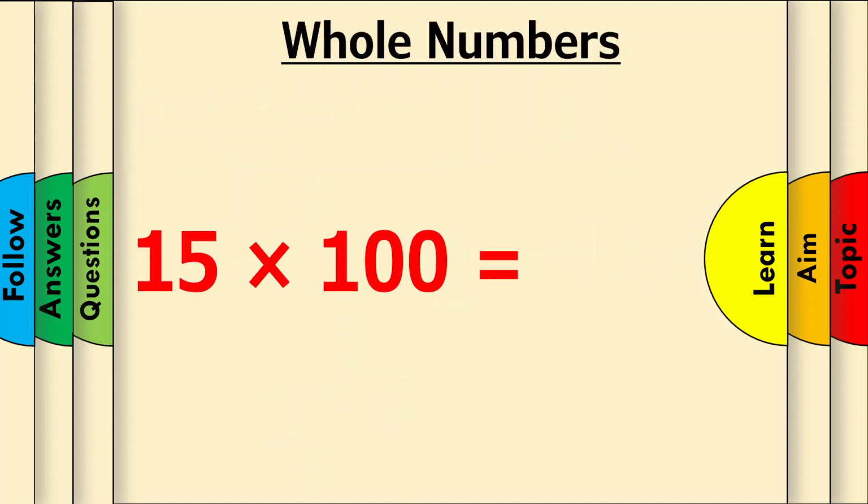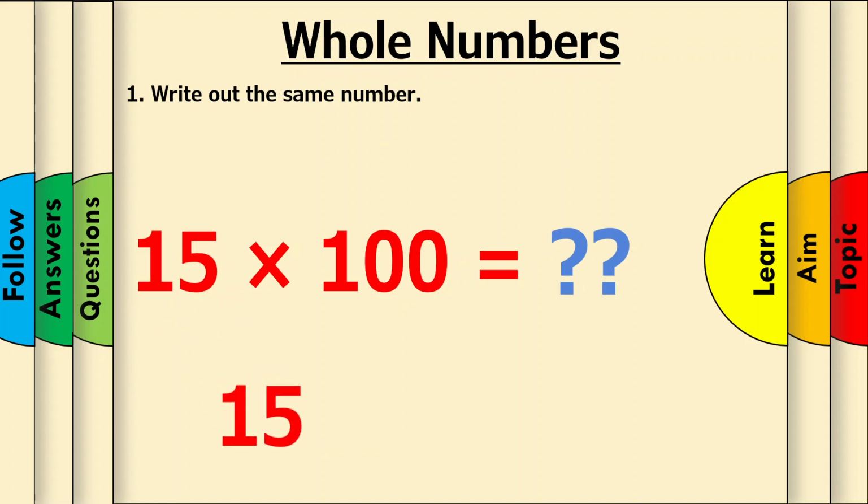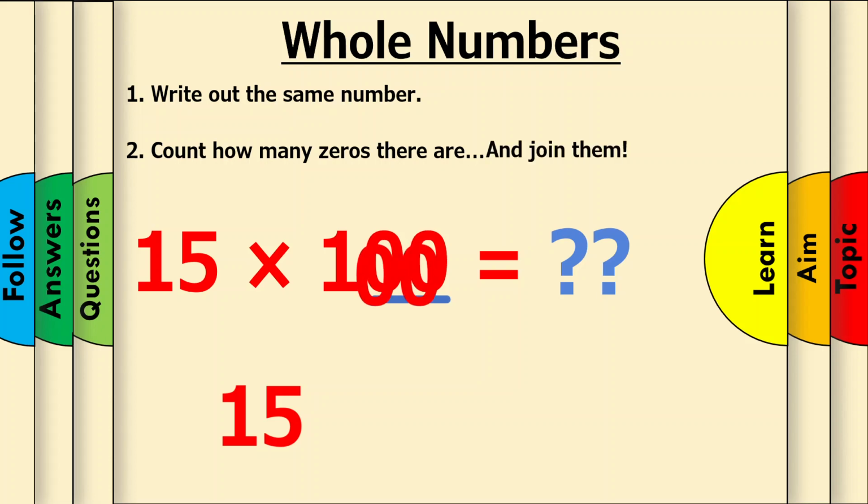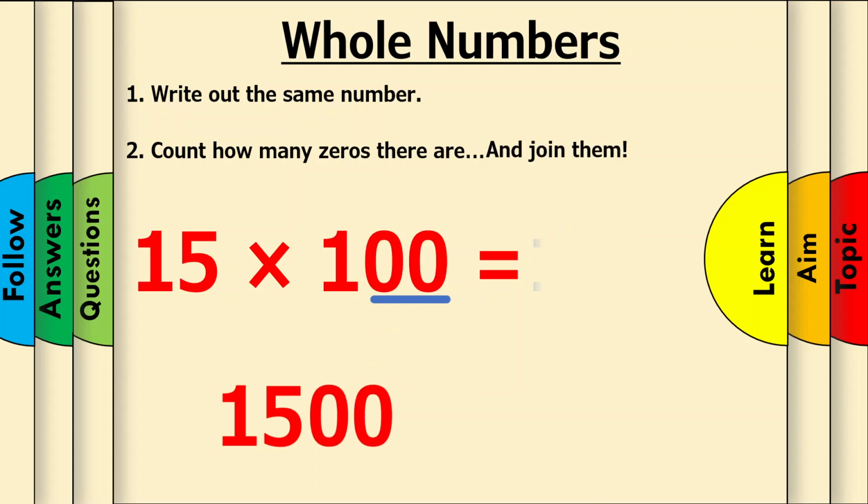15 times 100 equals what? First, write out the same number, in this case 15, below. Now, count how many zeros are in the other number. In 100, there are 2 zeros. Join this to get the answer, which is 1500.